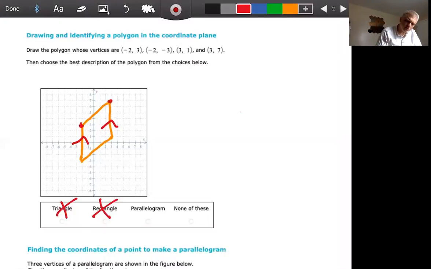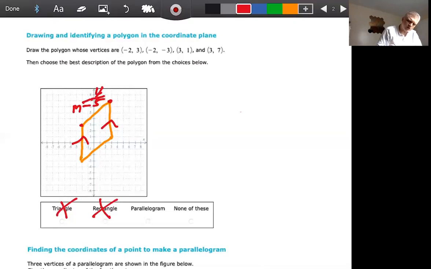So let's go rise 1, 2, 3, run 1, 2, 3. Whoop. Let's rise 1, 2, 3, 4, run 1, 2, 3, 4, 5. So rise 4, run 5. So this side has a slope of 4/5.